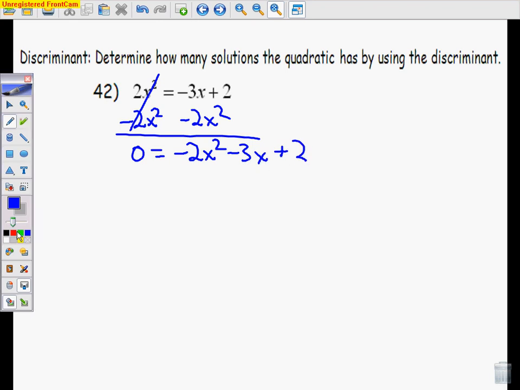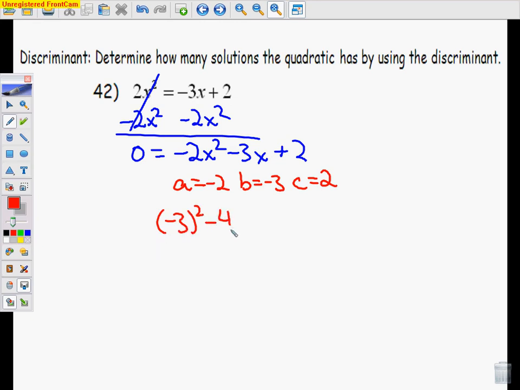Here a equals negative 2, b is negative 3, c is positive 2. Plug that into your discriminant formula again. Negative 3 squared minus 4 times a, which is negative 2, times c, which is positive 2. Negative 3 squared is 9. 4 times negative 2 is negative 8. Negative 8 times 2 is negative 16. 9 minus negative 16 is positive 25. So when the discriminant is positive, that means there are two solutions.